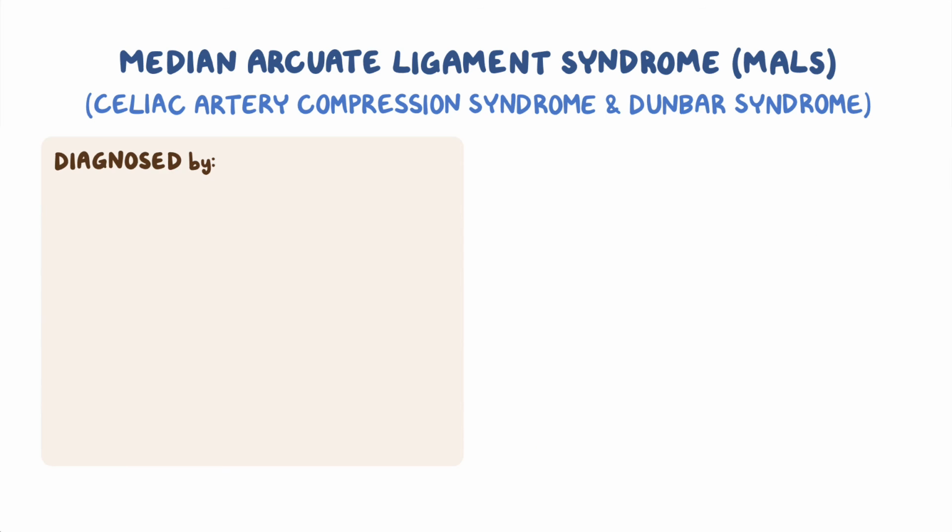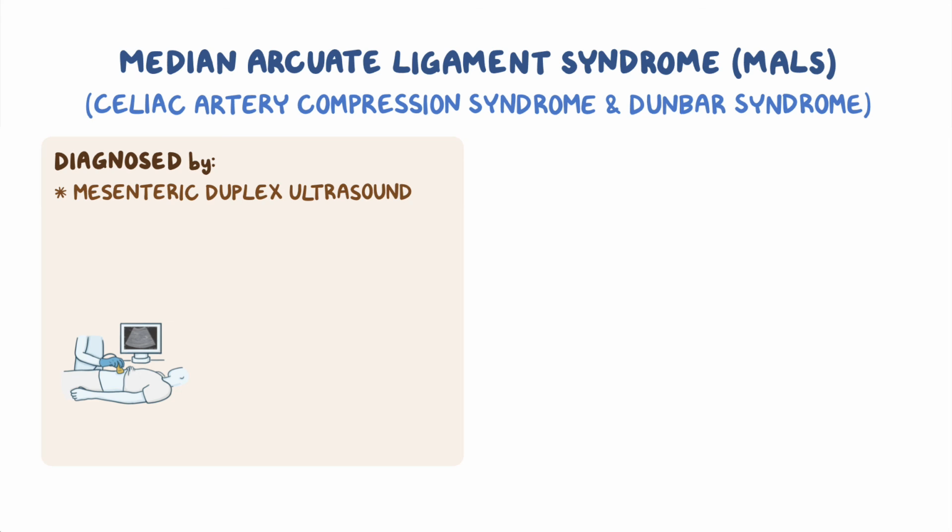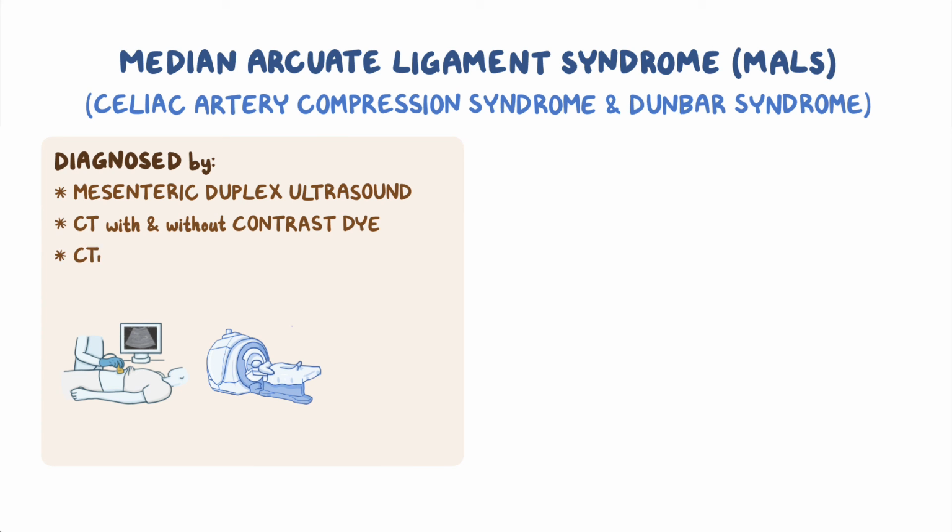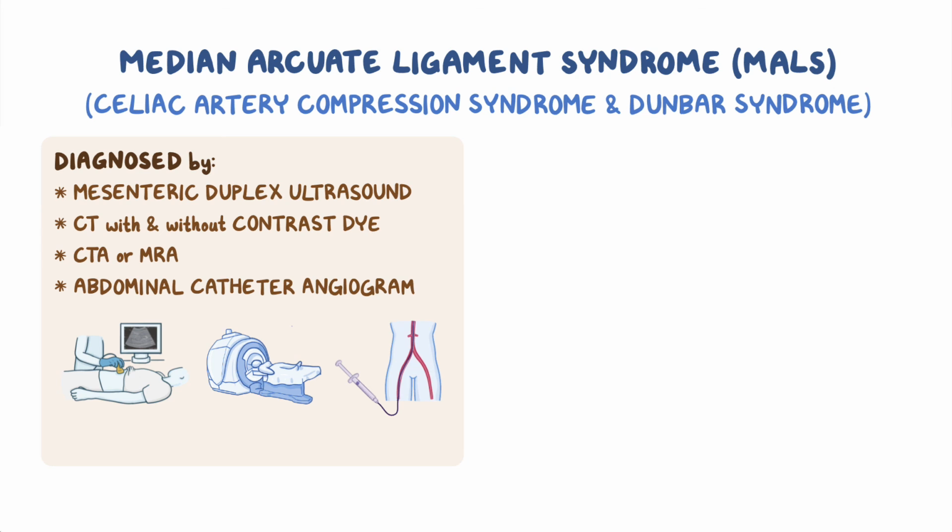MALS is diagnosed by the exclusion of other causes of similar symptoms. Specific diagnostic tests are a mesenteric duplex ultrasound, CT scan with and without contrast dye, CTA, MRA, or with the gold standard, an abdominal catheter angiogram.